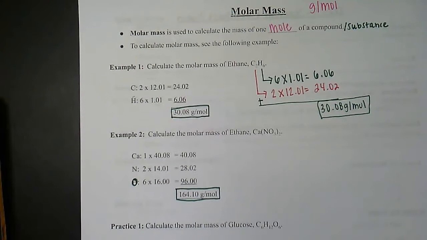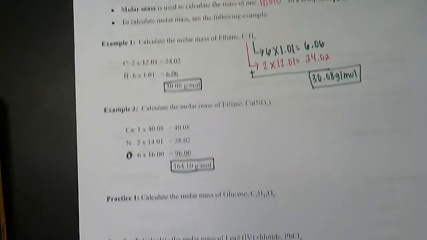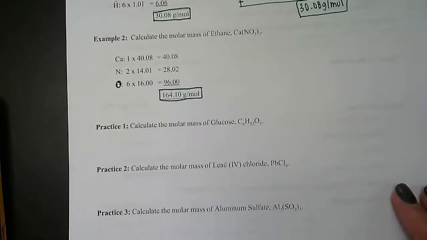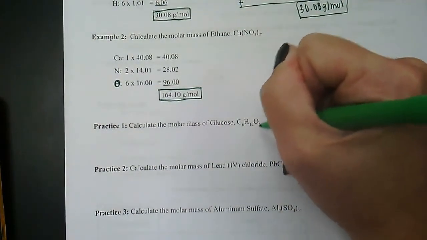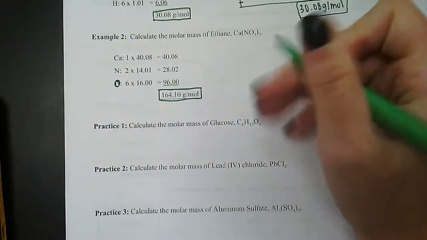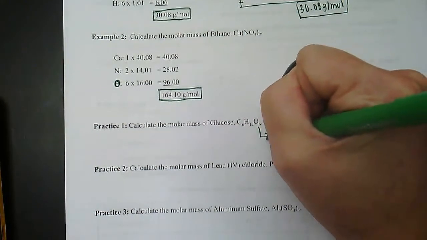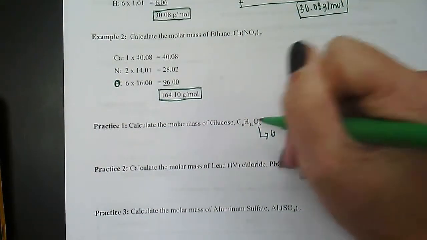But okay, here we go. I am now going to do practice 1 with you. It's wanting us to calculate the molar mass of glucose, okay? Glucose, C6H12O6. I'm going to start from the right, okay? And I'm going to do my arrow. It tells me that I have 6 oxygen.